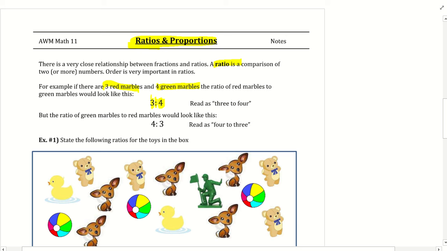The ratio of green marbles to red marbles will look like this, because green came first. That's why we have 4, then a colon, then 3. It reads as 4 to 3.